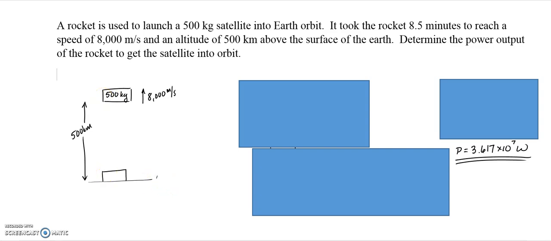So now I'm going to be using energy transformations to solve this because it's power, and power is defined as the rate at which energy is transferred, aka work is done. So before scenario, it's on the ground doing nothing. Afterwards scenario, it's up in the air going 8,000 meters per second, and it's 500 kilometers above the ground. I need to choose my zero line, so I'll call this Eg equals 0, the very ground itself.